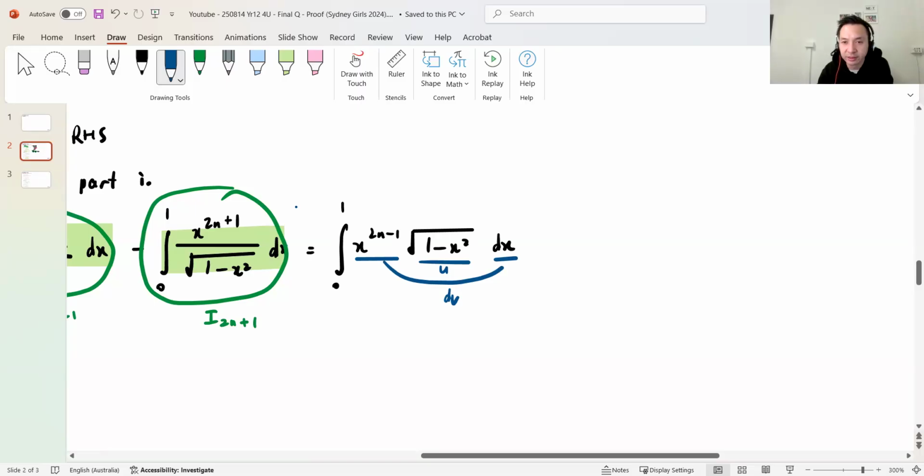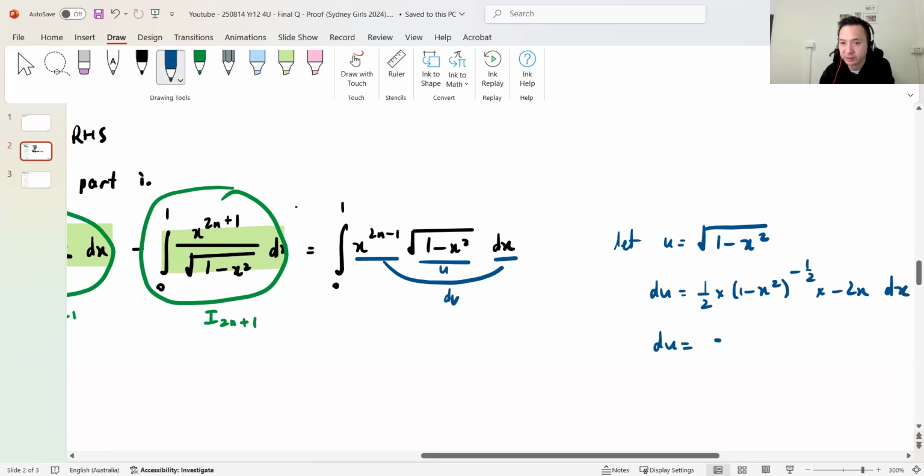Yep, I think that's right. So off to the side, I'm just going to let u equal the square root of 1 minus x squared, which means du equals, bring down the half, minus 1 to the power. I'm going to show a bit of working out. Multiplied by minus 2x dx. And so therefore du equals, the 2's cancel out, so it becomes minus x over root 1 minus x squared dx.